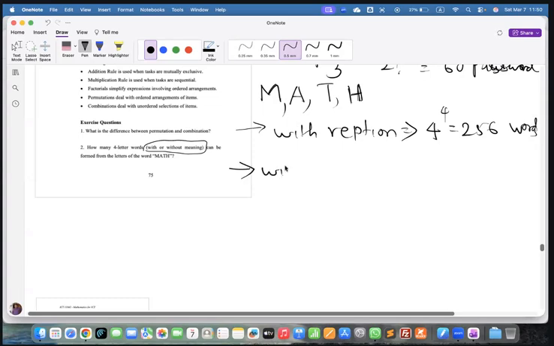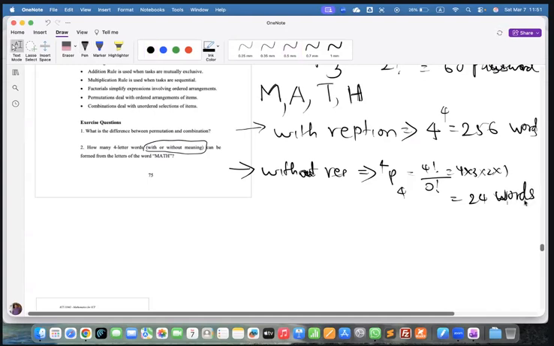Now tell me, without repetition, how many words are we making? 4P4, that is 4 factorial over 0 factorial. So 4 into 3 into 2 into 1, which is equal to 24 words.